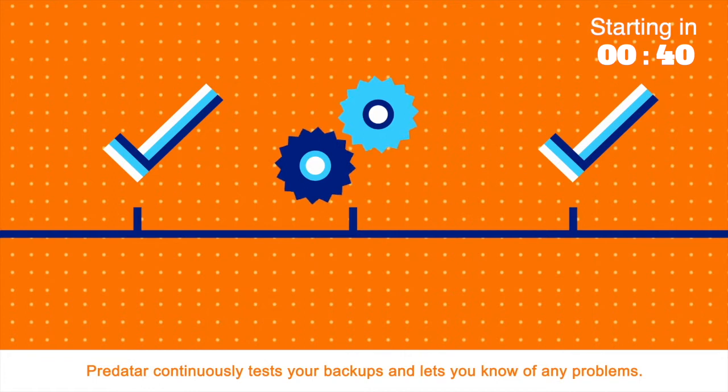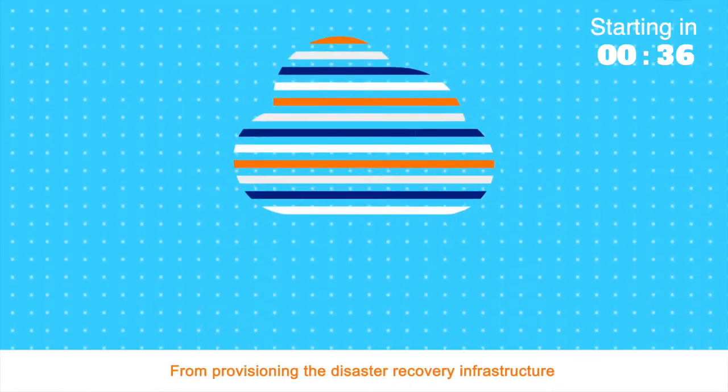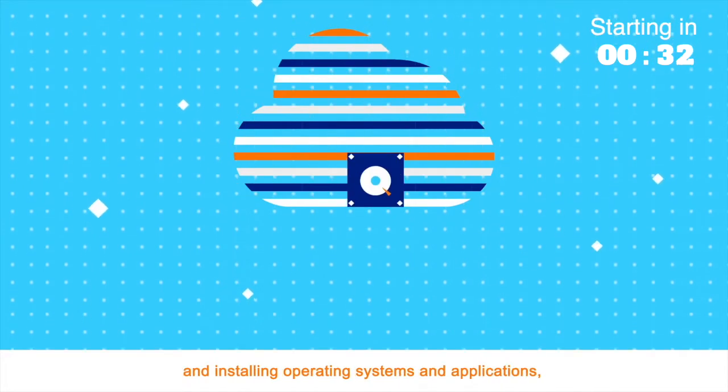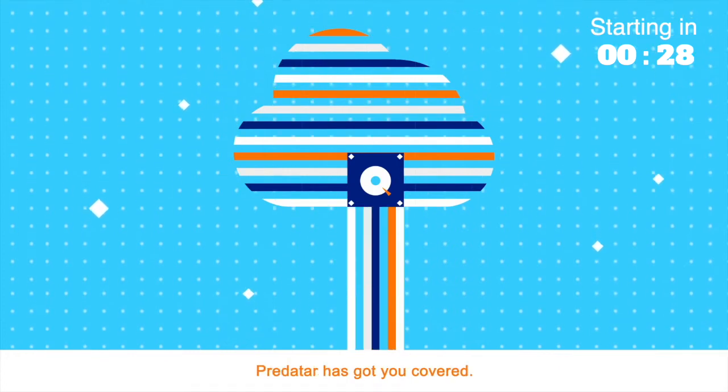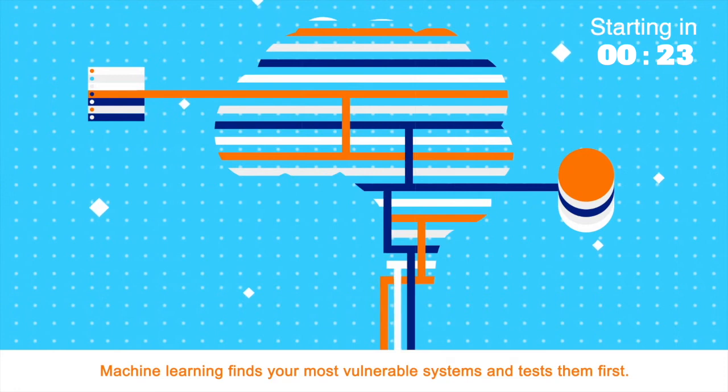Predator continuously tests your backups and lets you know of any problems. From provisioning the disaster recovery infrastructure and installing operating systems and applications, to restoring valuable data to your chosen location, Predator has got you covered. Machine learning finds your most vulnerable systems and tests them first.